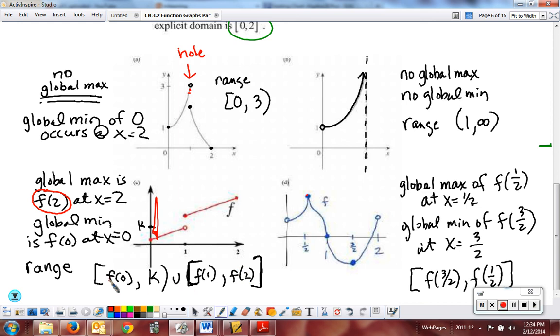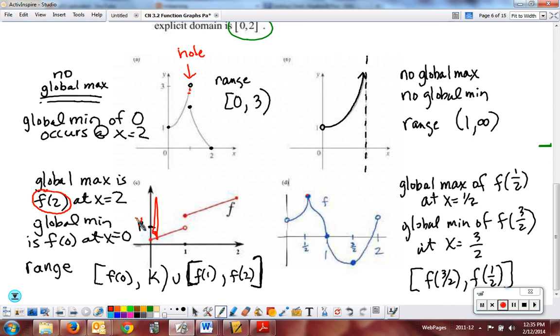Why am I using f of 0? Because I don't know the y value. I need the y value at 0 because 0 is the location of the lowest point that's there. So I got to put in the y value. I don't know what it is, so I'll just name it f of 0. I had to make up something for k. I had to make this up as k.